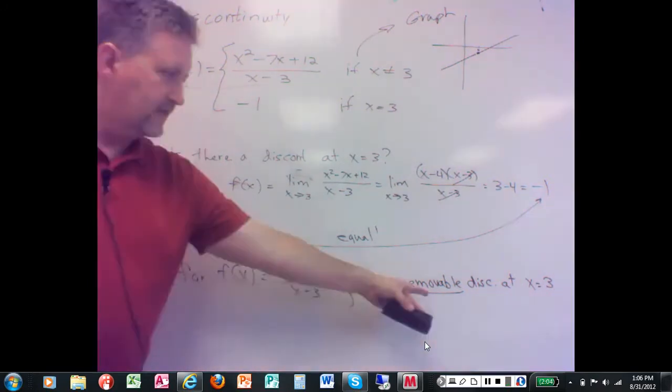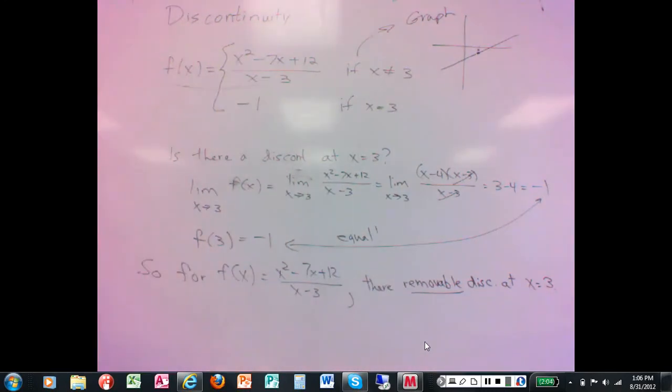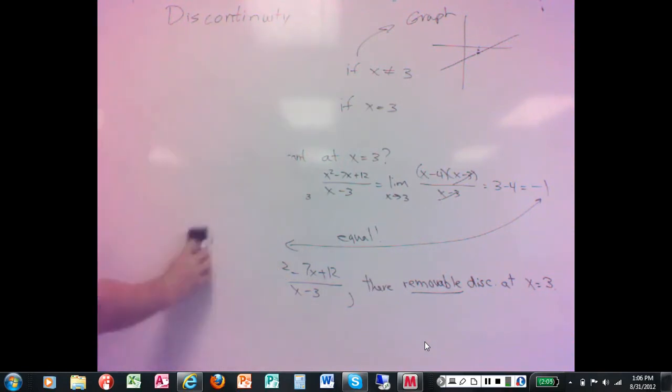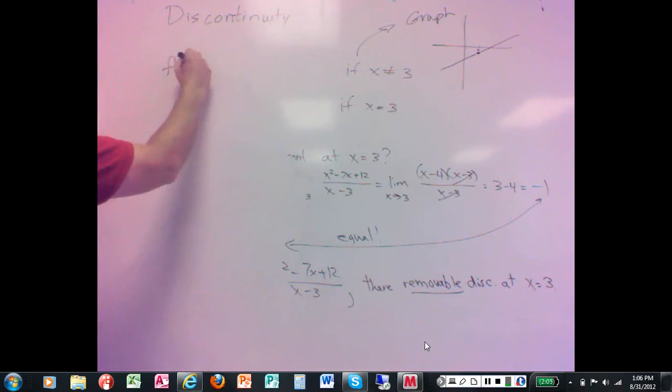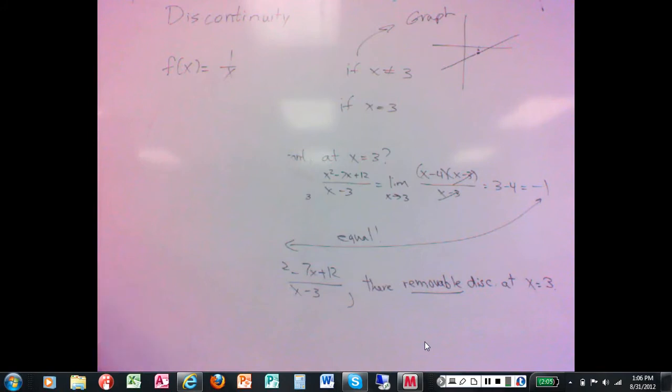So a removable discontinuity is just a discontinuity you can remove by defining a single value. Okay. Now, are all discontinuities like that? Well, no, because what if I have f of x equals 1 over x? I'm sort of in the same boat as I was with the previous f of x, but first of all, what's the discontinuity here? X equals 0. Okay. It's discontinuous at x equals 0. Is that one removable, though?